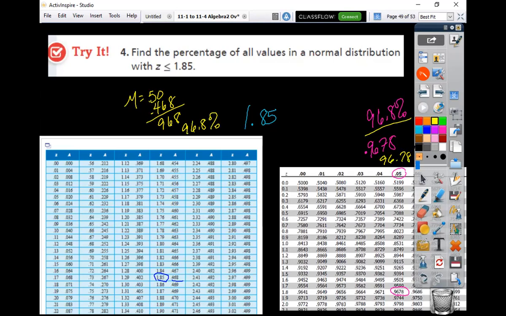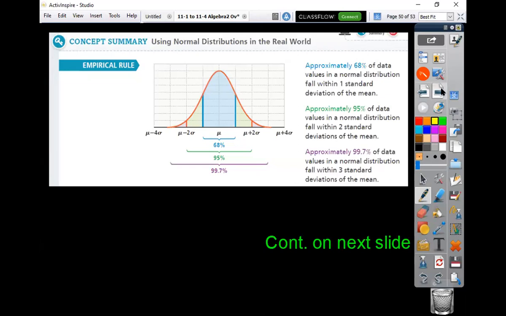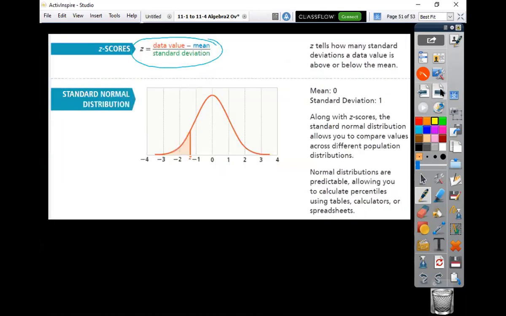There's 96.8% below that, whatever that data point is. That's your z-score, the number of standard deviations above the mean. And that wraps up how you do the statistics unit.